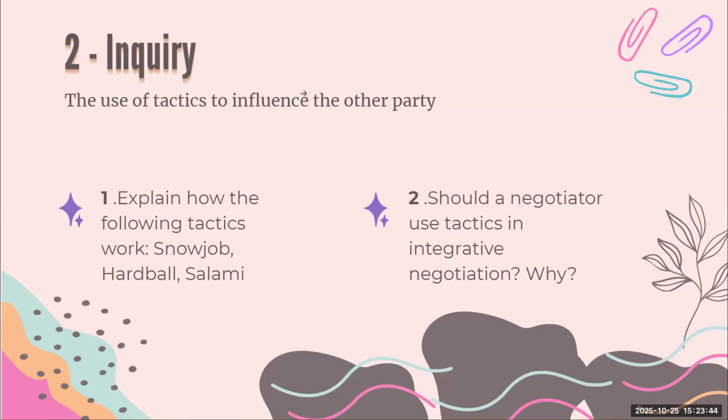For now, Ashish has given a pretty correct answer to these two questions. So first, we have a few tactics. And when we talk about tactics, we are talking about some type of tricks that can be used in the negotiation to convince the other party. These tricks can be, I can say, quite aggressive and not very friendly. So we have a few things here: snow job, hardball, and salami.